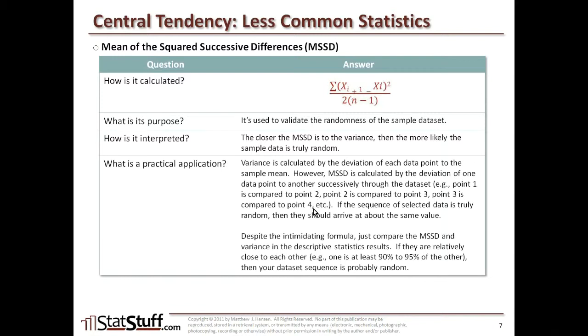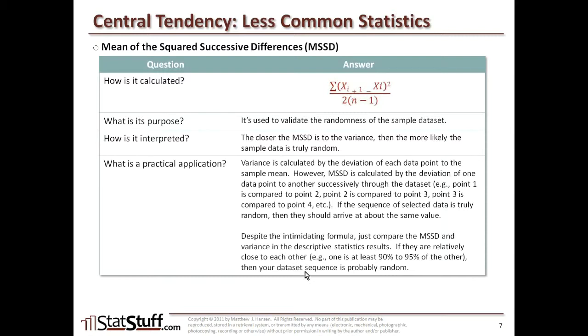If the sequence of the selected data is truly random, then they should arrive at around the same value, or at least really close to the variance value. Now, again, since this formula looks a little intimidating, all you have to do in order to practically apply this is compare whatever the MSSD results are with the variance in the descriptive statistics results. If they're relatively close to each other, that is, if they're within the range of about 90 to 95% of one or the other, then your data set sequence is probably going to be random.